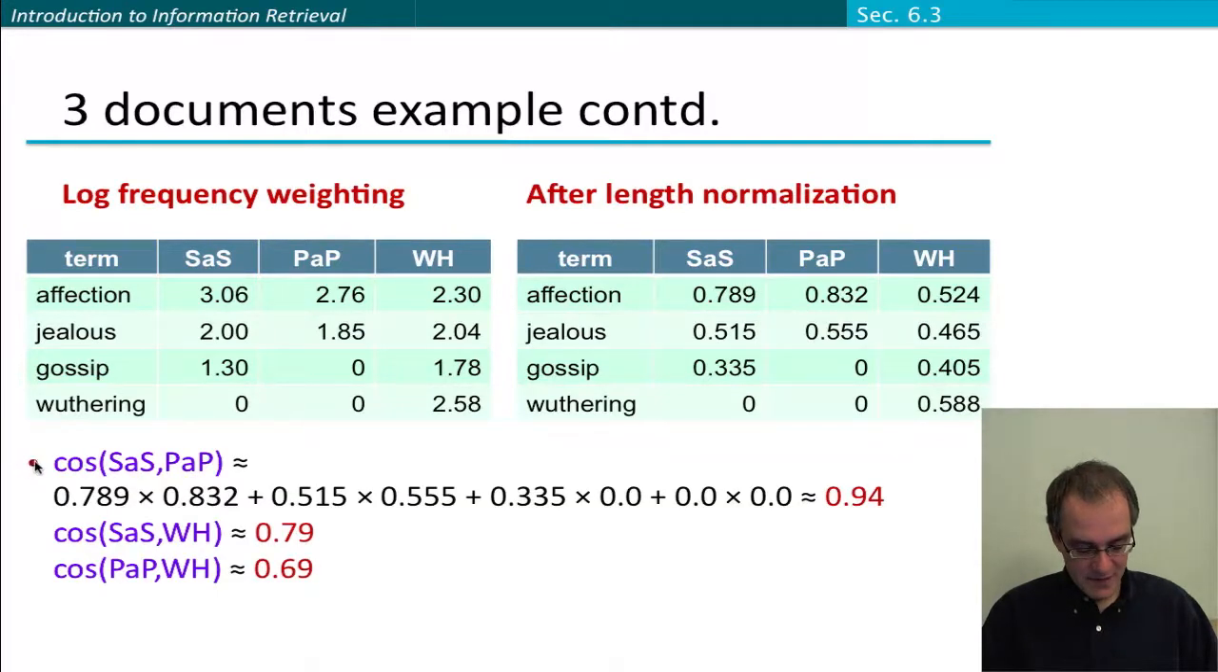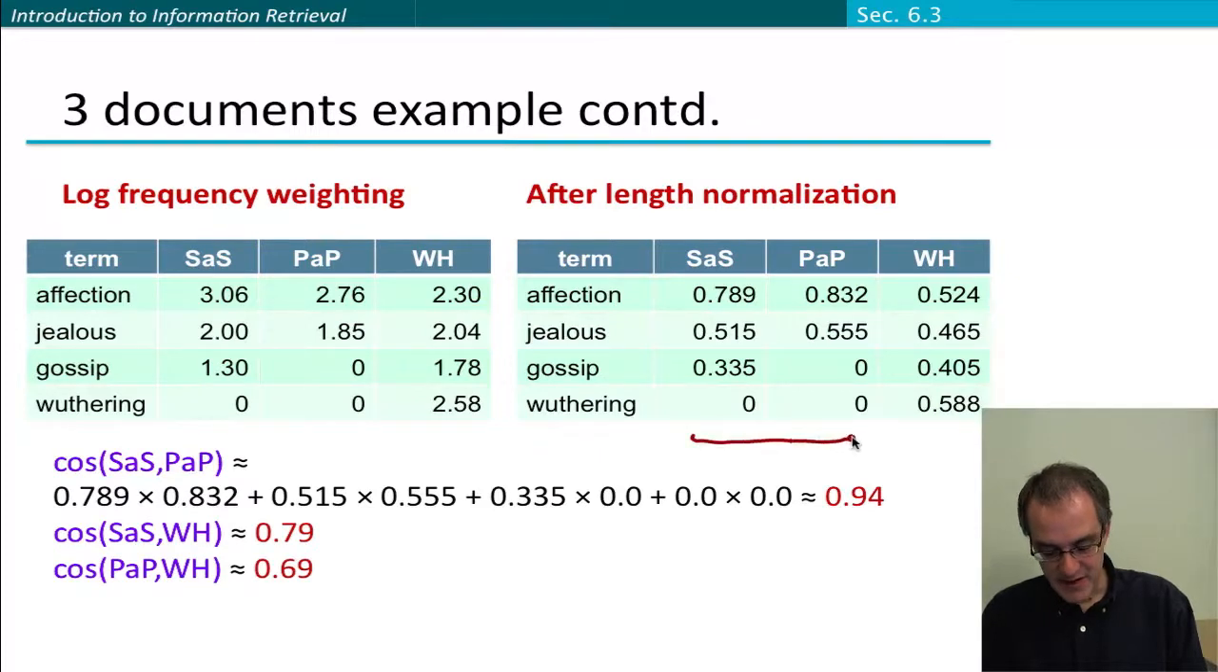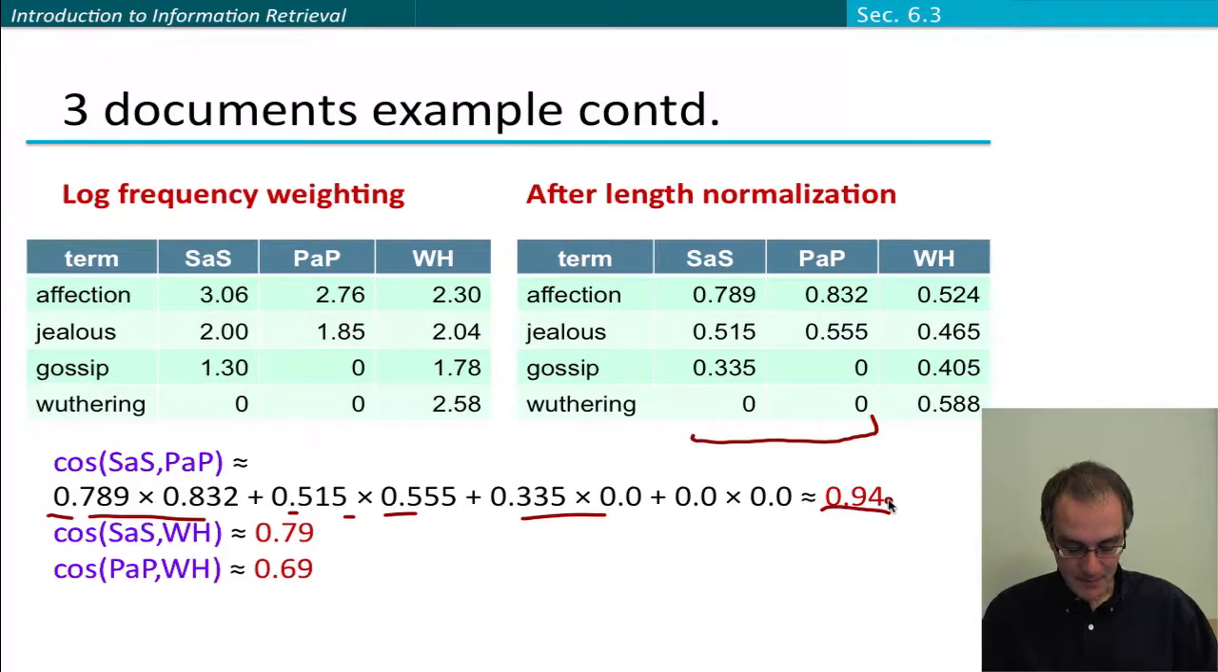Okay, so the cosine similarity between Sense and Sensibility and Pride and Prejudice is obtained by taking these pairwise products and summing them together, and it gives us a cosine similarity of 0.94, so they're very similar. Then we can do it for the other cases: for Sense and Sensibility and Wuthering Heights, it's 0.79, and for the final pair, it's 0.69.